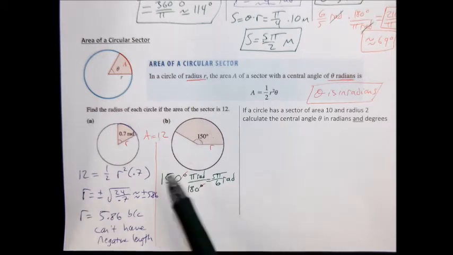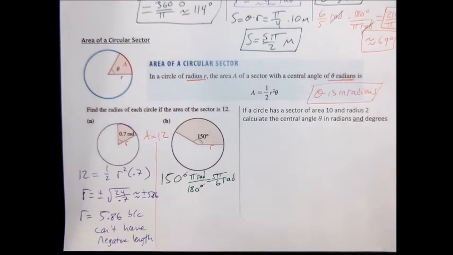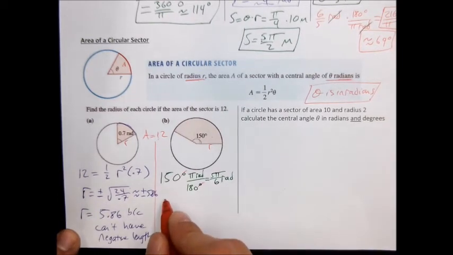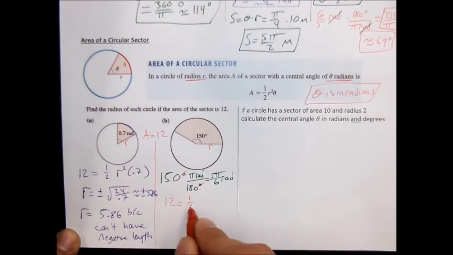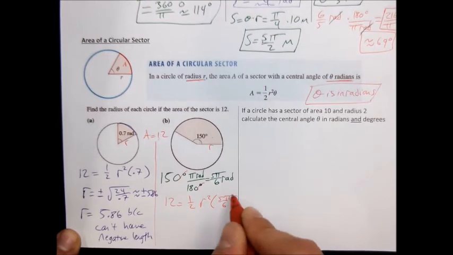And so instead of using 150 in the equation, we just use 5 pi over 6. Right, but it doesn't carry any units with us, and so we don't use that unit. So anyway, we have 12 equals 1/2 r squared times 5 pi over 6.